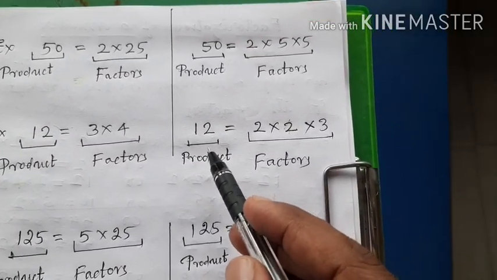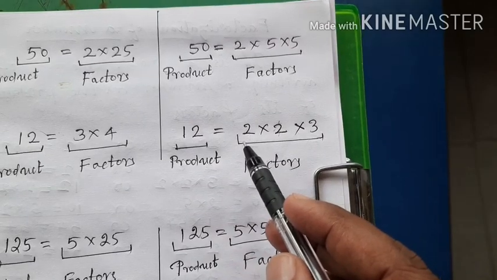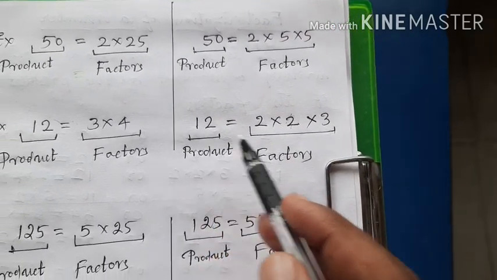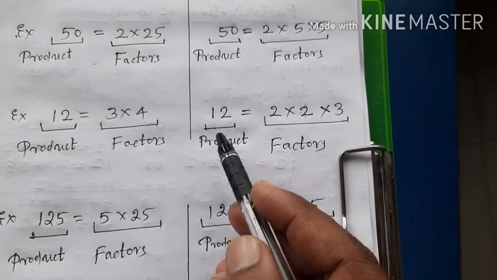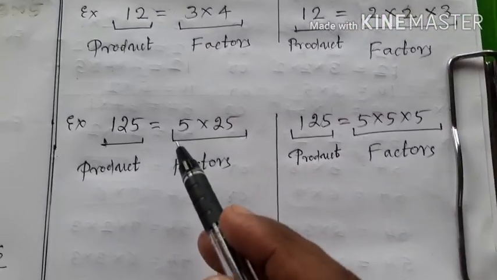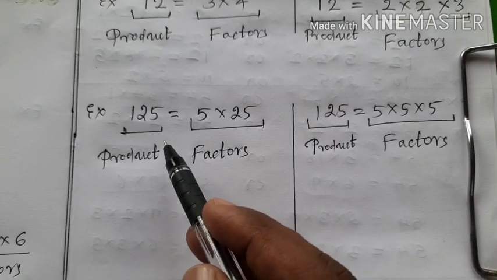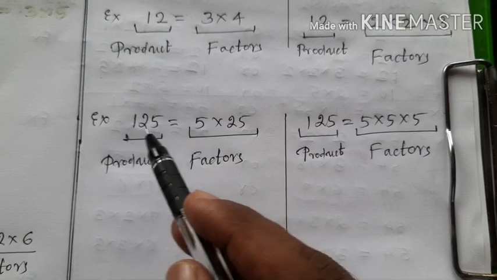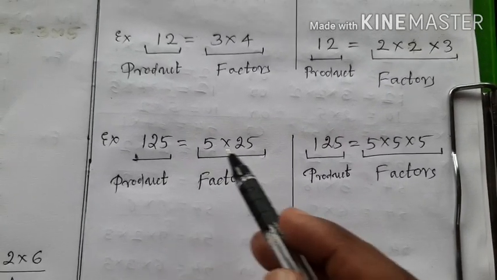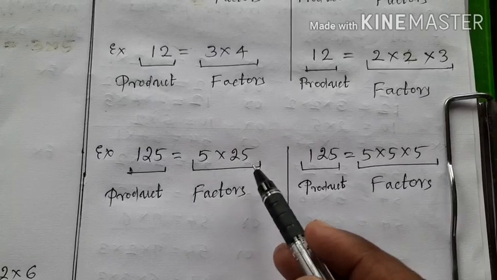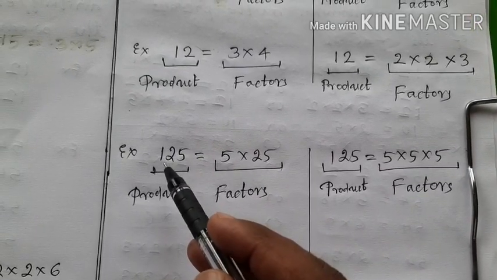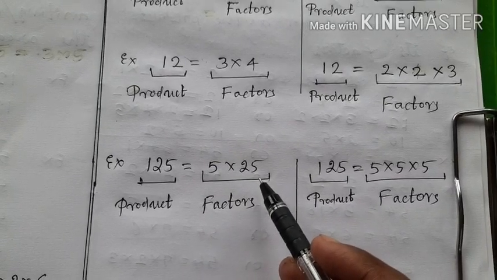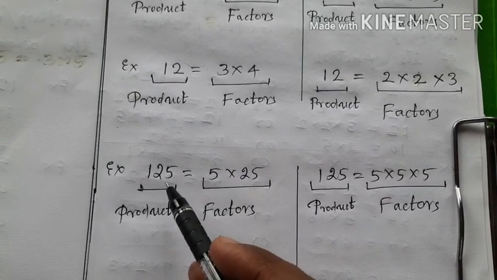See here, children. Here the numbers 2, 2, 3 are multiplied to get the product 12. Therefore, 2, 2, 3 must be the factors of 12. Similarly, let us take an example 125. Here, 5 and 25 are multiplied to get the product 125. Therefore, 5 and 25 must be the factors of 125.